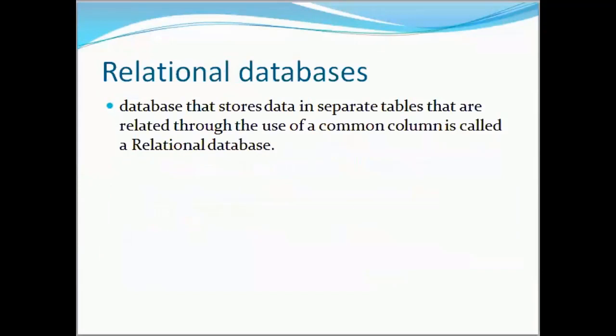So now, what is a relational database? Database that stores data in separate tables that are related through use of a common column is called relational database. Students, this is very important. How we join two tables, how we relate two or more tables, is through a common column. Very important. It is through a common column. Such a collection of related tables is known as relational database.